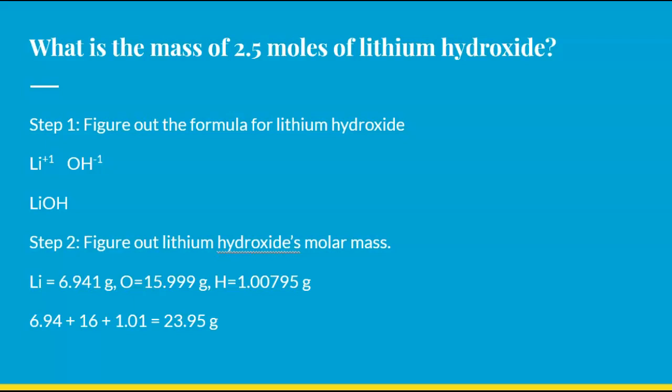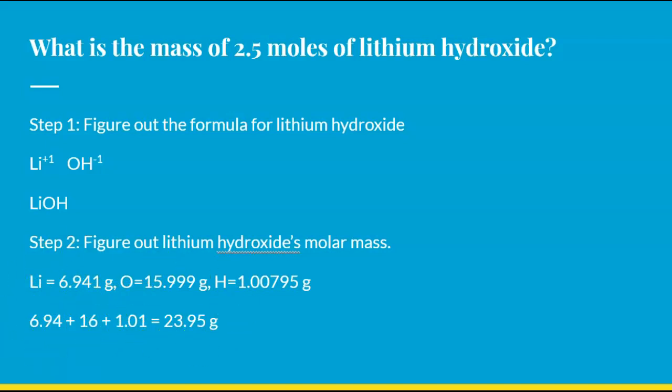First thing you got to figure out the formula. Lithium hydroxide is going to be LiOH. Li is +1, OH is -1. Okay, second thing we're going to do is figure out the molar mass. Okay, so Li plus O plus H. Again, all of these have been rounded to the hundredths. I add that up, I get 23.95 grams.